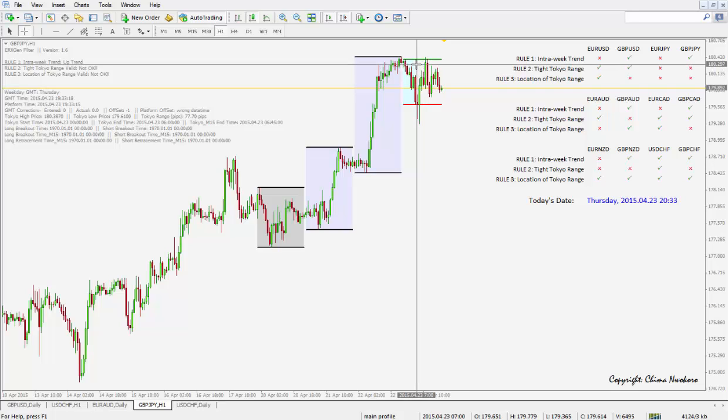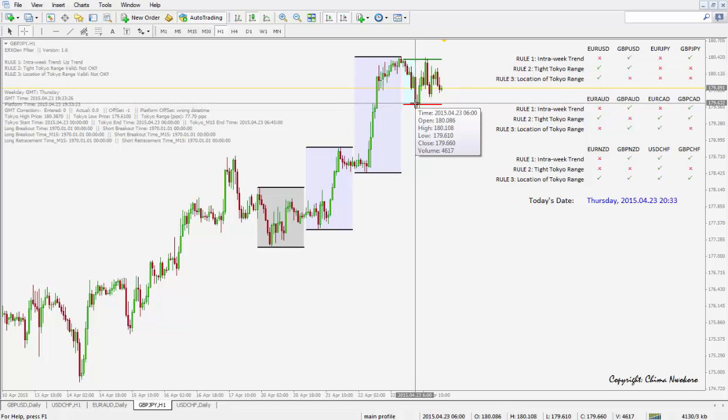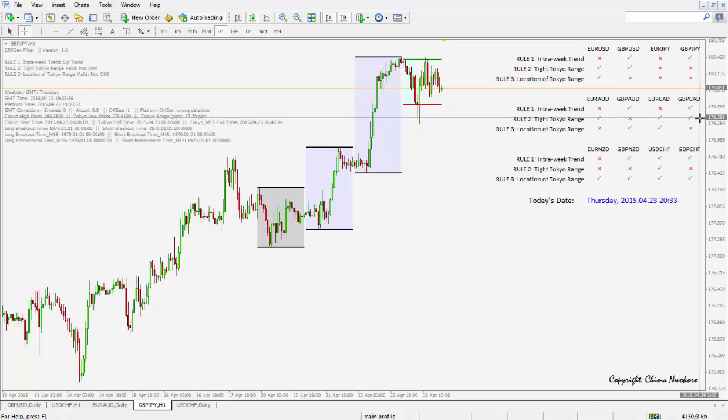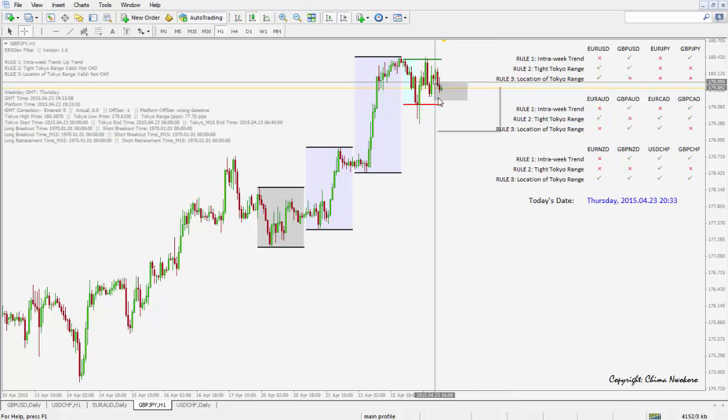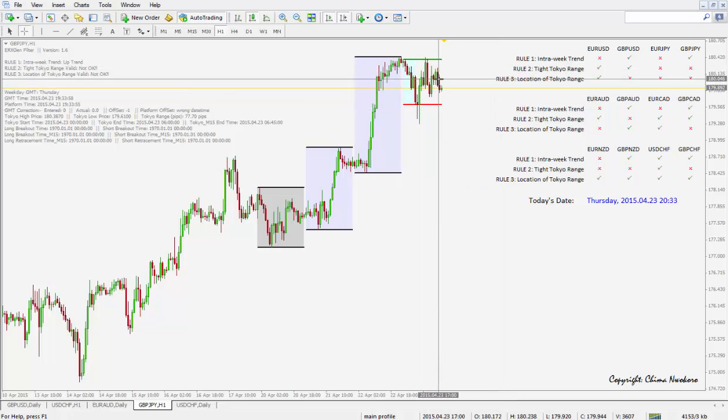But as that candle closed at 6:59 GMT, it closed well below the top 30% of the previous day range, which then meant rule 3 became invalid, and the Tokyo range also widened, which made rule 2 become invalid, and so we wouldn't have traded GBP JPY. And as you can see, that would have been a very bad trade to have taken.